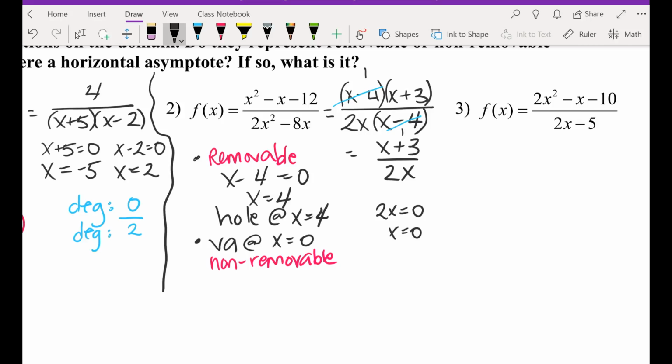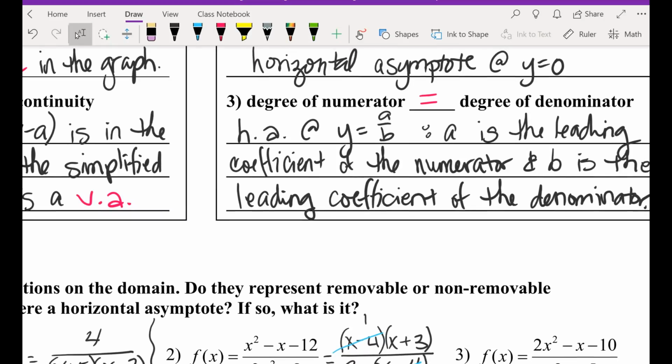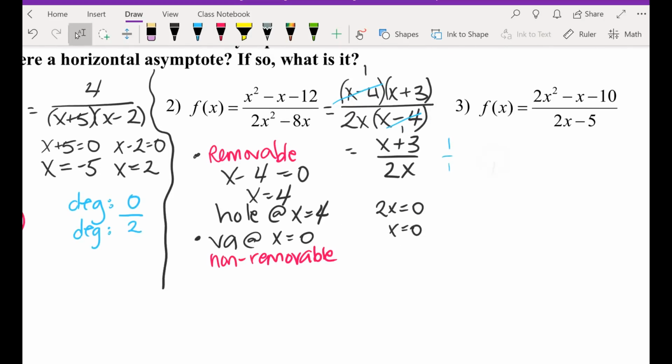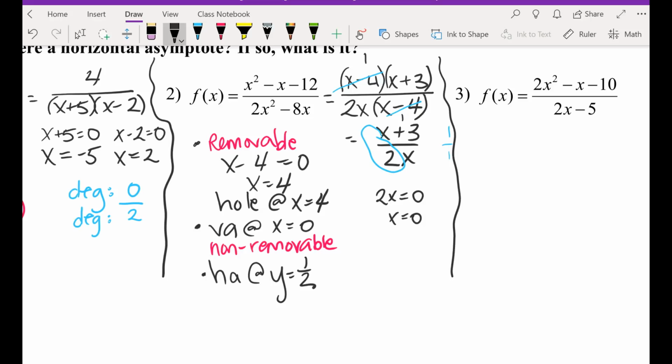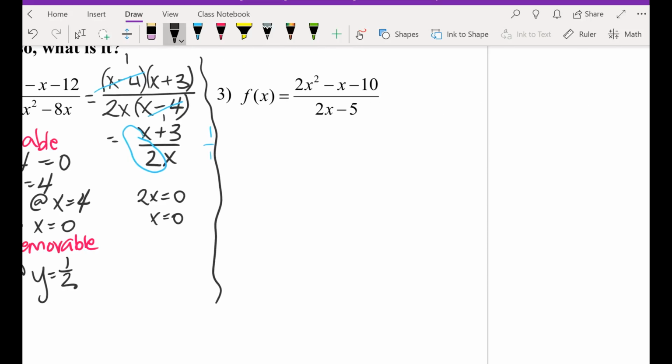Now, the degree of our numerator is 1. The degree of the denominator is 1. Since they are equal, we look at the leading coefficients. The leading coefficients are right here. So we have a horizontal asymptote at y equals 1/2. Nice. All right, last example, number 3.